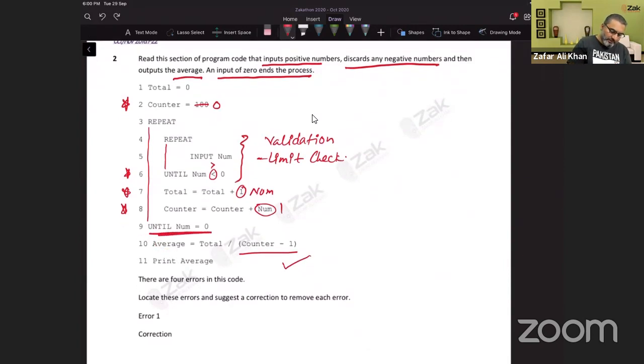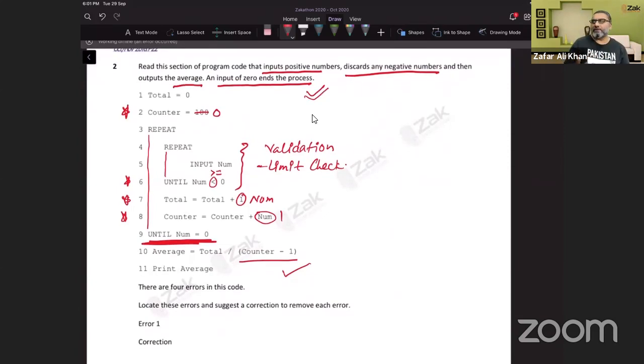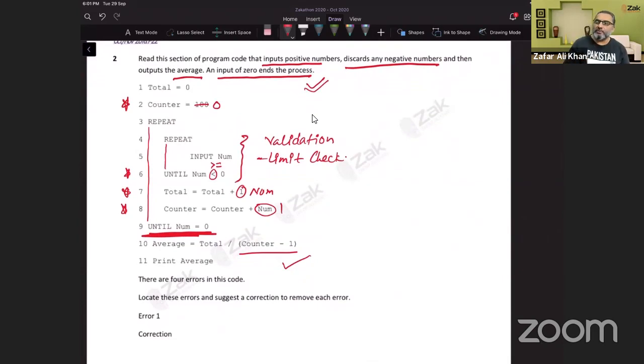Okay. Now, the last thing that we have to understand is that the outside loop will be finished when the number is 0. If we use this with greater than 0, then we will never be able to enter 0. And they say that the process should be finished with 0, so you have to allow 0 to be input as well. When you allow 0 to be input, total would have no effect, but counter will be increased automatically by 1. Okay. So the last input will be 0.